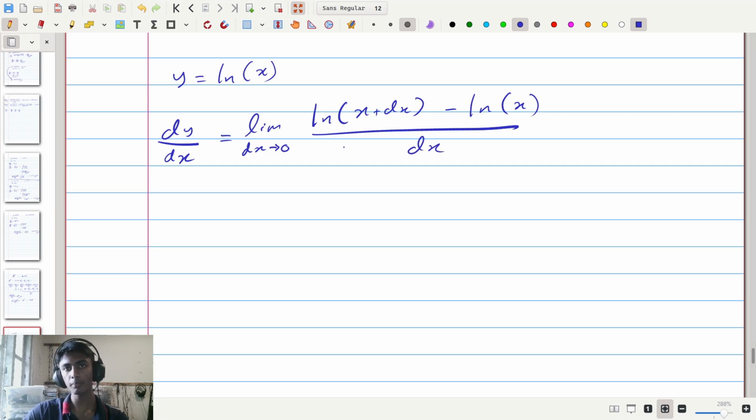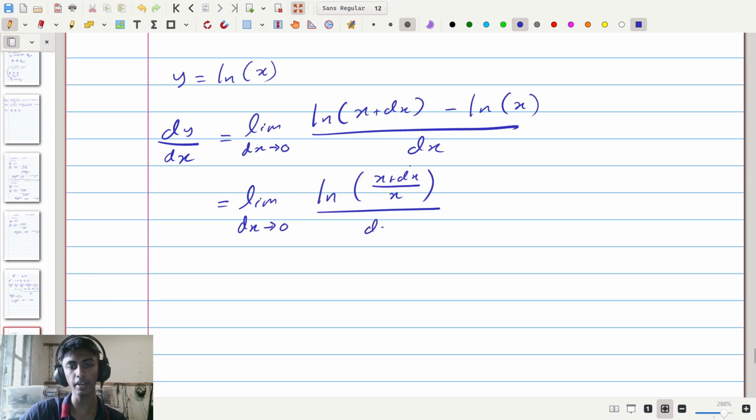So since the natural logarithm behaves as any other normal logarithm, it follows the normal logarithm rules. If you don't remember the logarithm rules, you can check this video here on the rules of logarithms and indices. So then, if it follows the normal rules of logarithms, it must follow the rule that the log of a minus the log of b is equal to log of a divided by b. Given that it follows this rule, we can write over here that this is equal to the limit as dx approaches 0 of natural logarithm of x plus dx divided by x, and then that whole thing divided by dx.